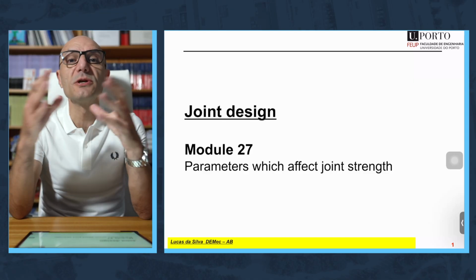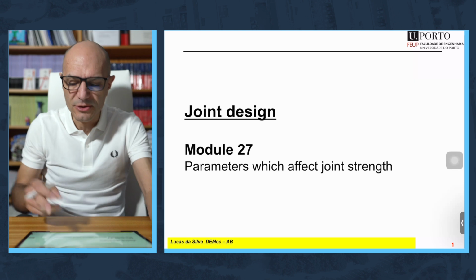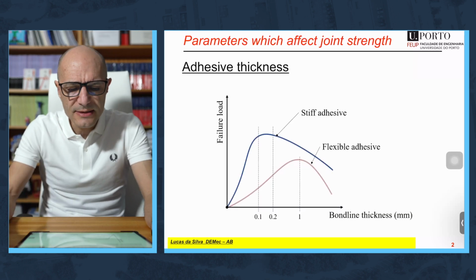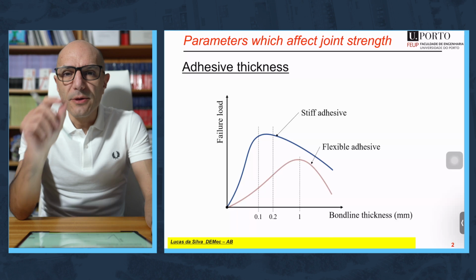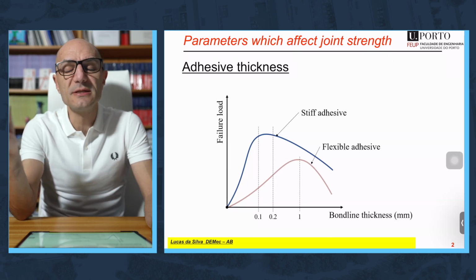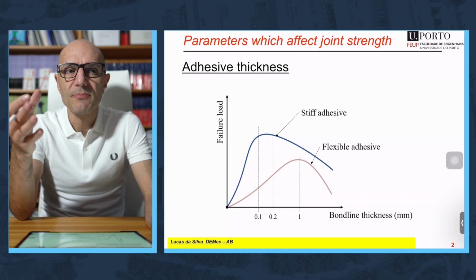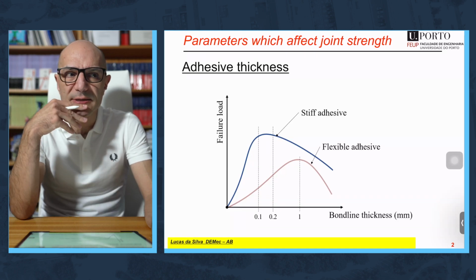Let's talk about the general trends. We have a better idea about the parameters that affect joint strength. And let's start with the adhesive thickness. The thinner the bond line, the stronger the joint. This is basically related to the bending moment and the peel stress. It's quite easy to understand.